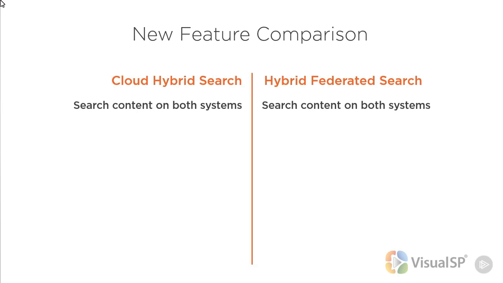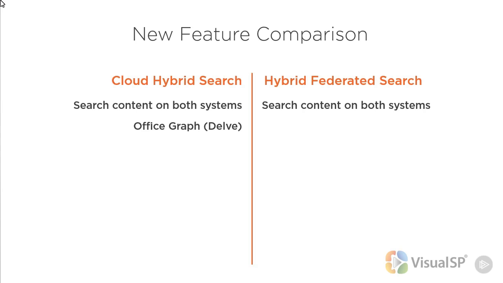Both of them allow us to search content on both systems, which is cool. However, and this will answer a question as well, only the Cloud Hybrid Search allows you to use Office Graph or Delve, basically. You cannot use Delve with hybrid federated search, because Delve is plugged into the SharePoint Online index, and with the cloud hybrid search, all the index is online. So that's why it works. It doesn't work with a hybrid federated search.